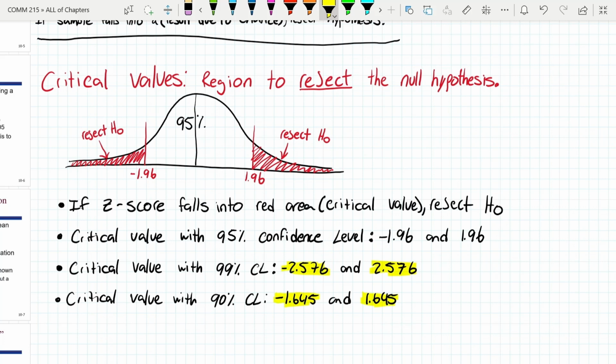As you can see with the numbers, if your confidence level is smaller, your intervals are going to be smaller. So for example, I'll use the 90% confidence level and compare it to the 95% confidence level. Our critical value on the left side is negative 1.645. So I guess it would be around here.